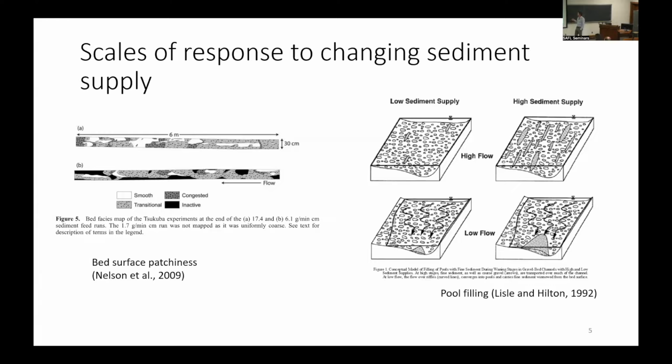As we move up beyond the patch scale to like the riffle pool scale, we tend to get pool filling. This isn't flume data, so I misspoke. This is a conceptual diagram from field work that Tom Lyle and others did, showing that we can potentially use the amount of fine sediment that gets deposited in pools of gravel bed channels as a proxy for sediment supply, which can be important in places like coastal California.